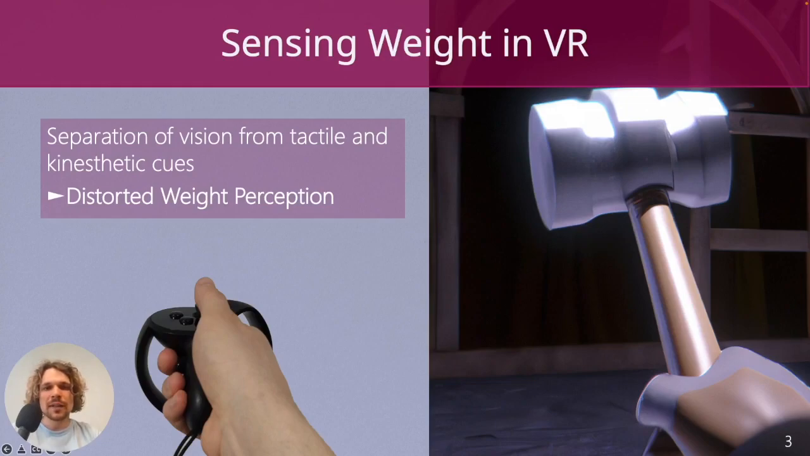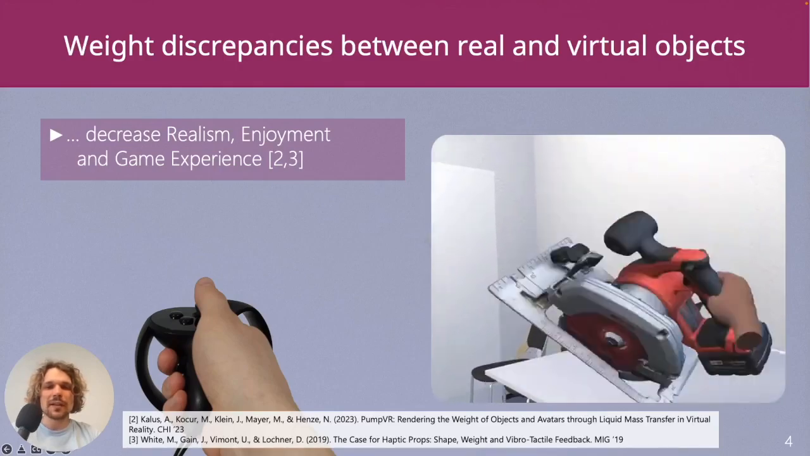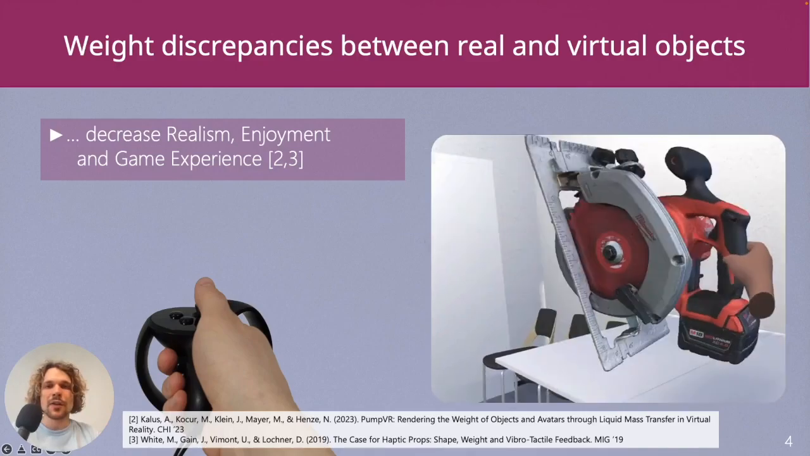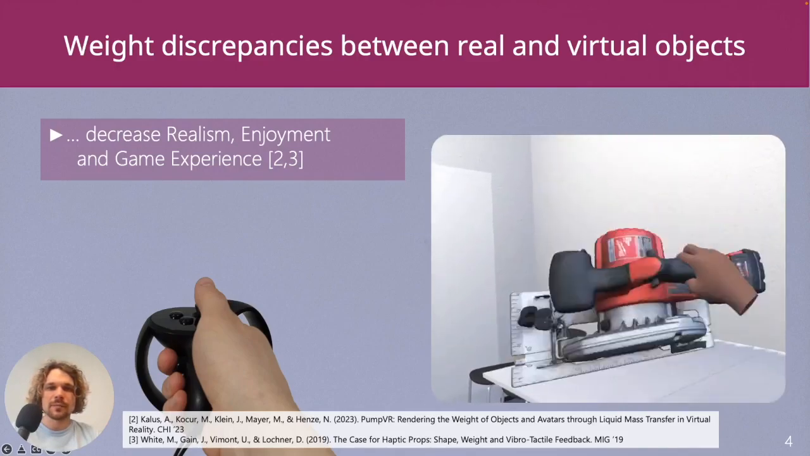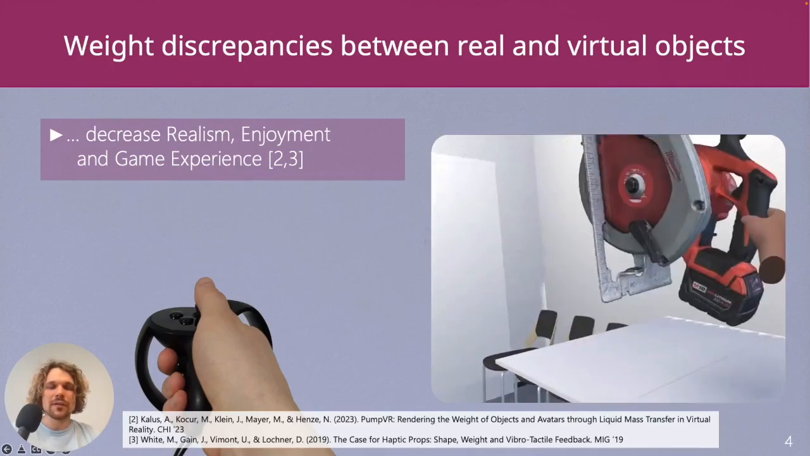In virtual reality, the perception of weight is distorted, as the sense of vision is stimulated separately from the tactile and kinesthetic senses. When holding objects in VR, users sense the weight of the input device, which is typically different from the weight of the object seen in VR. This mismatch in weight, as demonstrated by the video on the right, negatively affects realism, enjoyment, and game experience. Providing realistic weight sensations is therefore a key challenge for the advancement of VR.